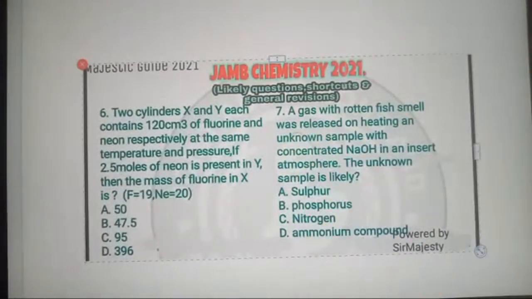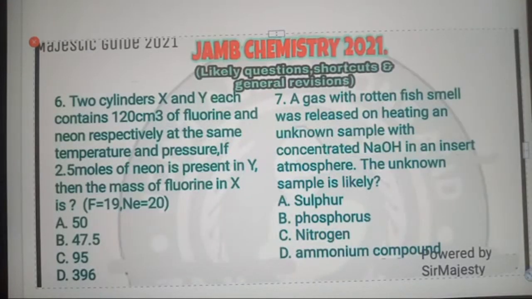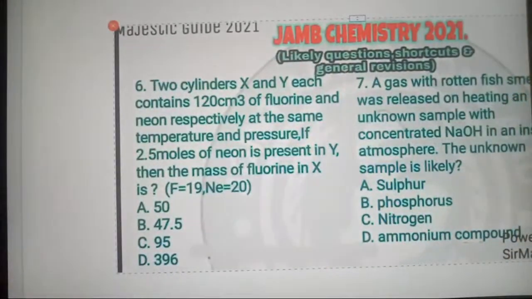So over here we have 2 cylinders. You have to be careful with question 6. 2 cylinders X and Y each contain 120 cm³ of fluorine and neon respectively at the same temperature and pressure. If 2.5 moles of neon is present in Y, then the mass of fluorine in X is, remember the molar mass of fluorine, or the mass number of fluorine, is 19, that of neon is 20. Here, the major aim is just to understand something. Try your ability. Let's see if you can solve this.